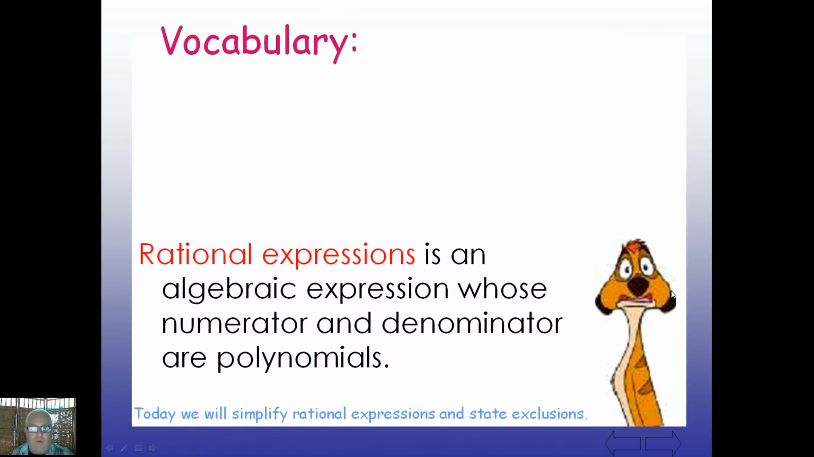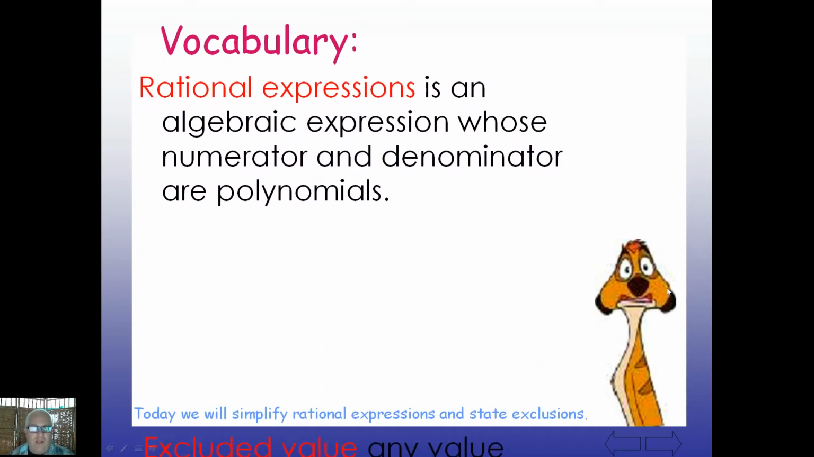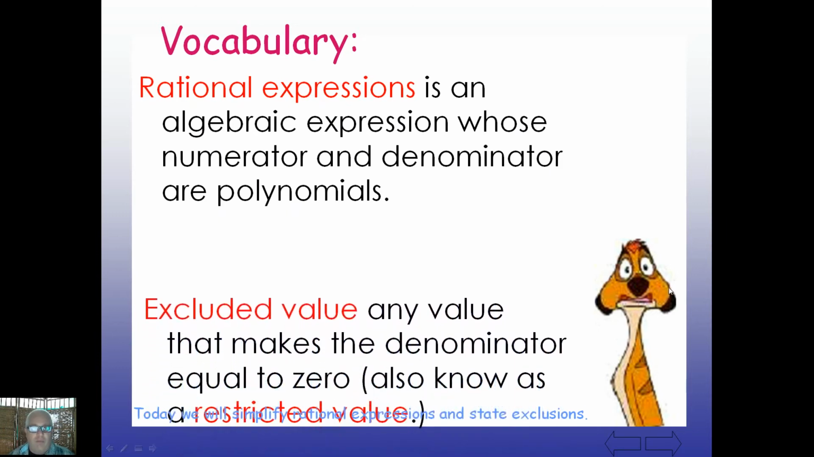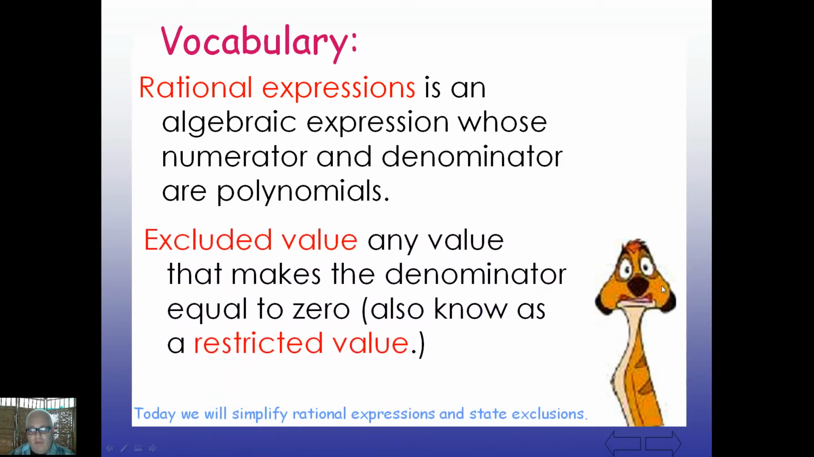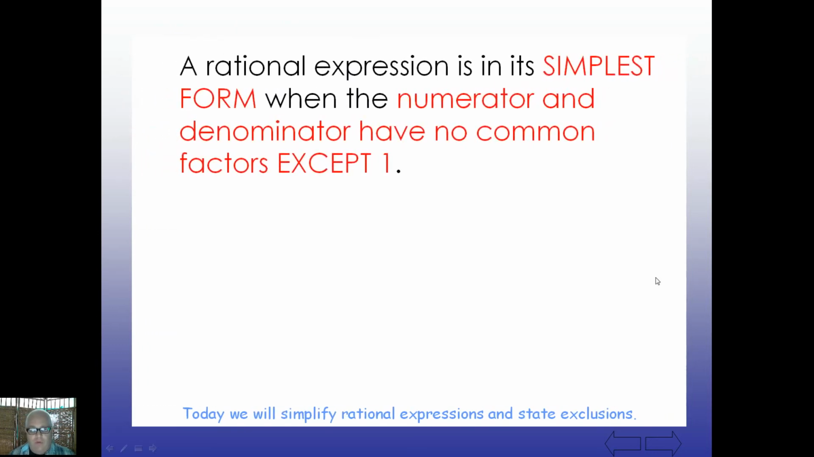Here's your vocabulary. A rational expression. This is an algebraic expression whose numerator and denominator are polynomials. Remember, polynomials are algebraic expressions that have more than one term. And an excluded value. This is any value that makes the denominator equal to 0. You know from a long time ago that you can't divide by 0. We'll actually look and give a reason for that today for you. Alright, the rational expression is in its simplest form when the numerator and the denominator have no common factors except for 1. So in other words, you're going to take a fraction or a rational expression and reduce it to where you only have a common factor of 1.